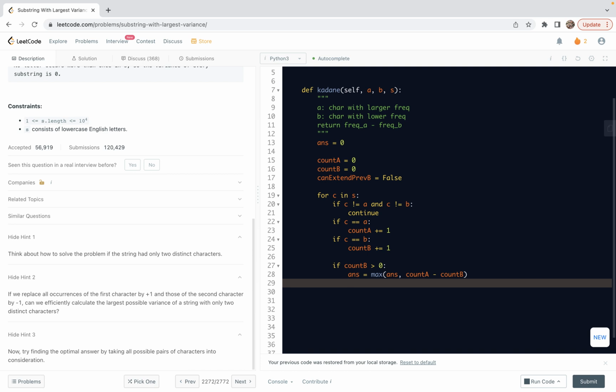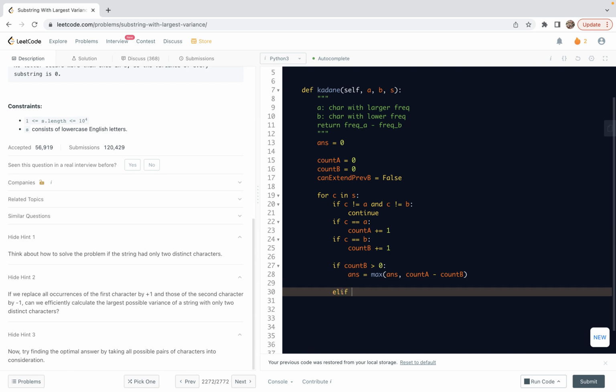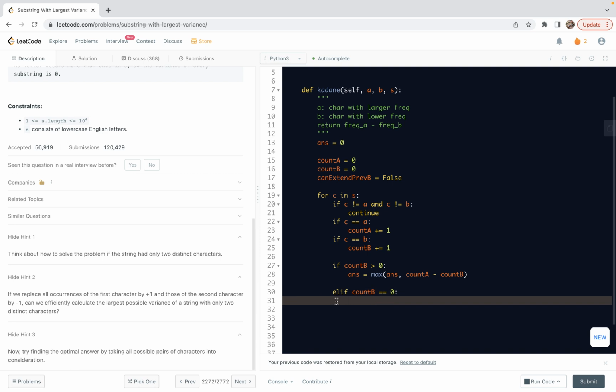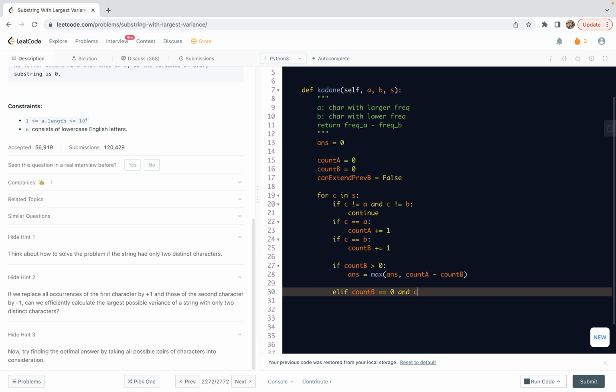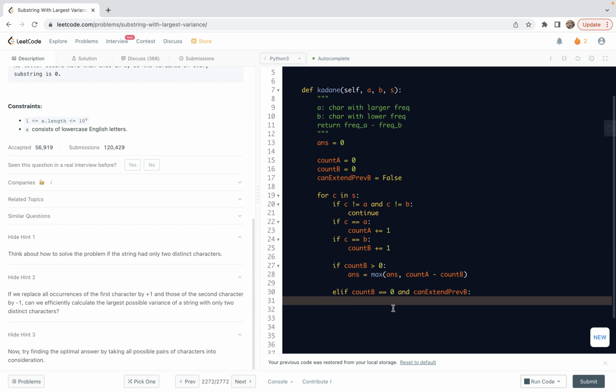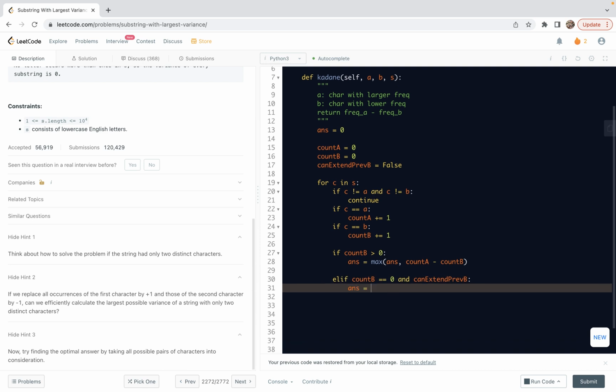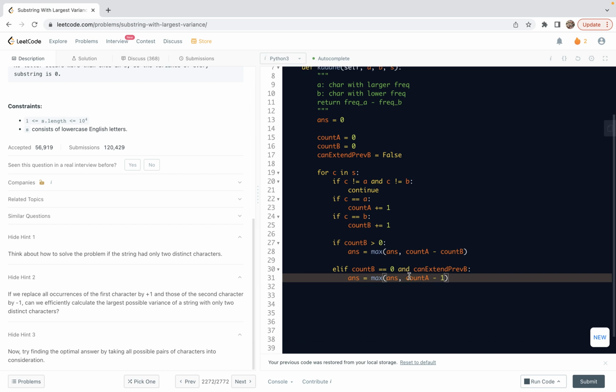Another case is that if count B equals 0, but we can extend using a previous B. So in this case we want to check if we can extend the previous B. If this is true, then we can update the answer to be the previous stage. So now we have this number of A, count A, in this window, but there's no B, but we can use a previous B, so we're going to minus 1. So this is the case.